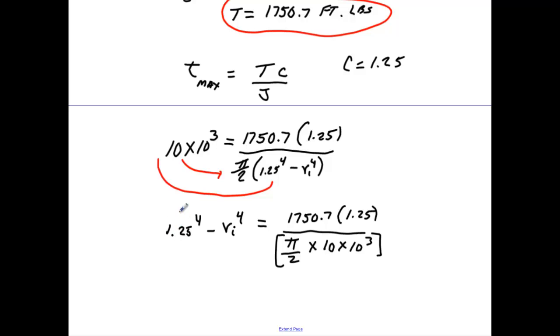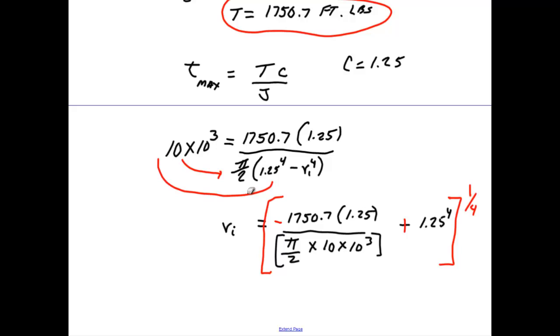And now I want to move this to the other side, so I'm going to subtract 1.25 to the fourth, which will get rid of it on this side. And now I have a negative, so I'm going to multiply everything by negative. That becomes a plus. Now we have to solve for Ri. That means we're going to take everything on the right side to the 1/4 power. Put those in parentheses. Put the 1/4 power here. And then this will cancel out.